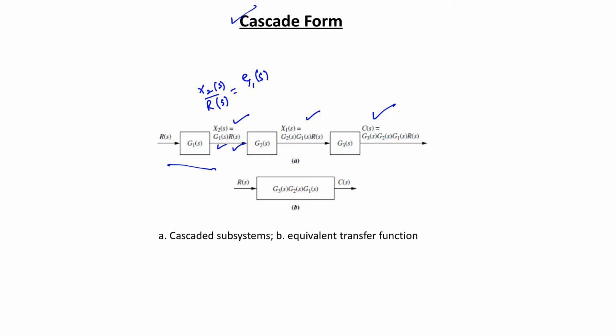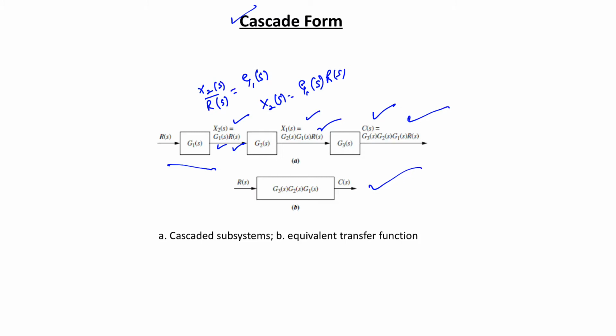So to calculate this signal X2(s), X2(s) is equal to the transfer function times the input signal R(s), and this is also for the second one, and this is also for the third one. So each signal is derived from the product of the input times the transfer function, and the equivalent transfer function is shown here, that is the multiplication of all these.